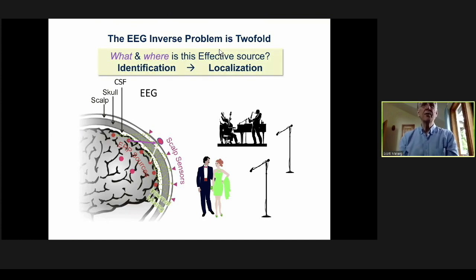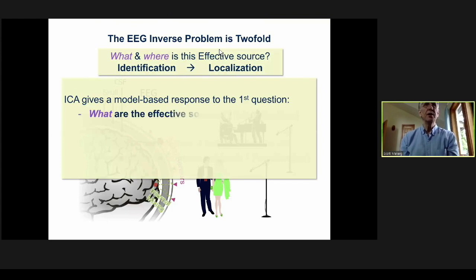So ICA solves the inverse problem by separating it into two problems. First, what sources are active, and two, where are they located? So it gives a model-based response to the first question: what are the effective source processes? And it gives their time courses, and it gives their individual projection patterns to the scalp.